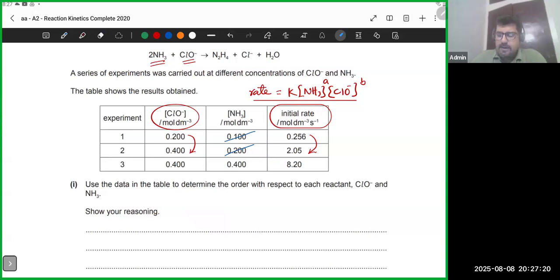So there's a problem now, which is I can't really figure out, because this is also changing, so I can't tell whether the rate is being affected by ammonia or by ClO⁻. Is it clear? Okay, we've got a problem over here.